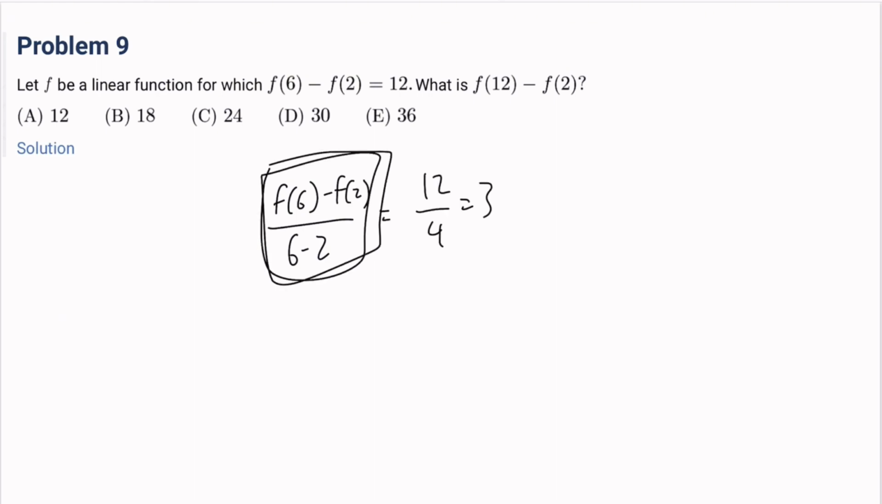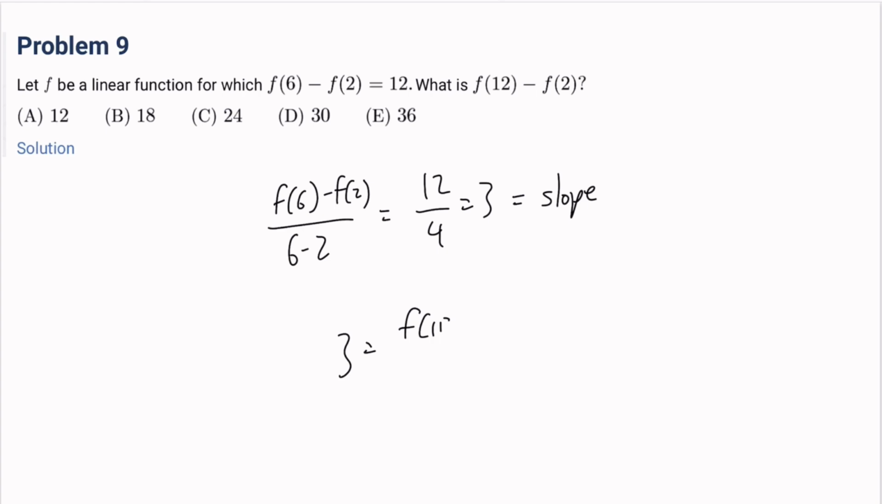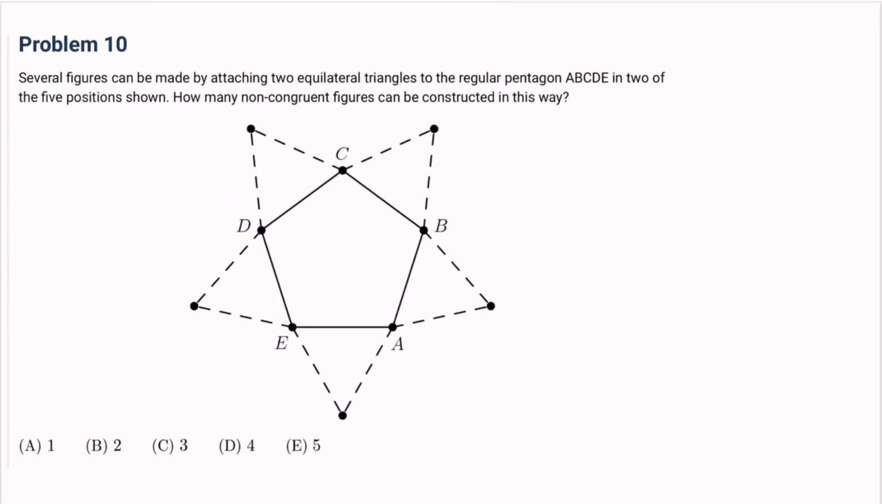But then we see that this is the slope, right? And then we want f(12) minus f(2), but the slope, which is 3, equals f(12) minus f(2) over 12 minus 2, right? And 12 minus 2 is equal to 10. So if this 10 moves here, then 10 times 3 equals f(12) minus f(2). So 30 equals f(12) minus f(2). So that's what we want, right? So the answer is 30. It's D.